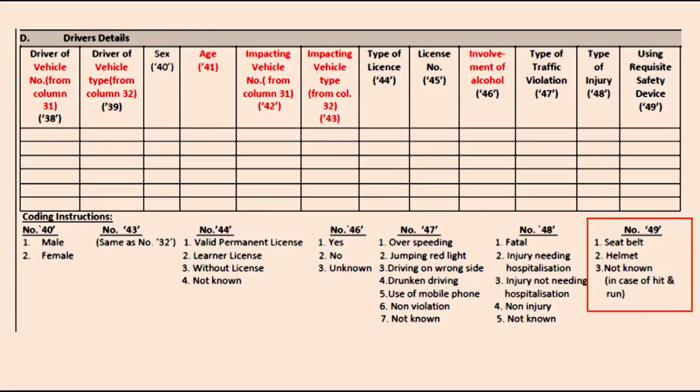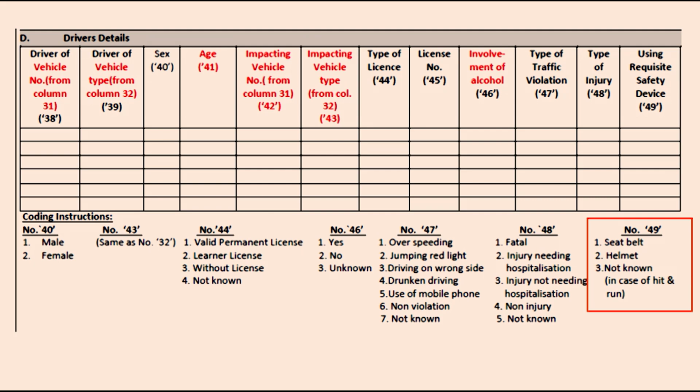Okay. So all these are related to vehicle and driver details: number of vehicles involved, driver vehicle type, gender, age, impacting vehicle number, impacting vehicle type, license number. All those details you will have. And then you will also have the type of traffic violation, which has a variety of categories: over speeding, red light jumping, driving, and so on, and out of this, then not known. If it doesn't fall in any of these 7 or 6 categories, then you put not known.